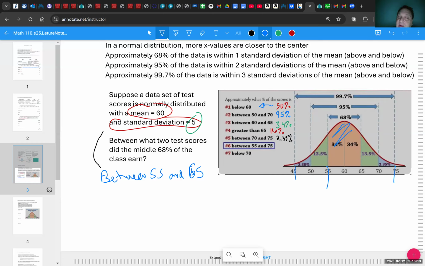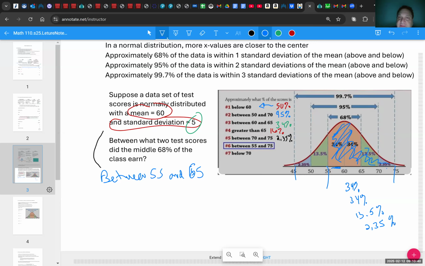For me, it might be easier if I just took all these internal percentages and added them together. 34% is this part right here, and then this part here is another 34%. And then this part is 13.5%. I have to make sure I line up my decimal places. And this is 2.35%.